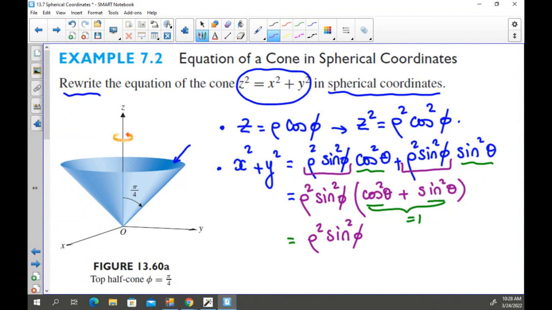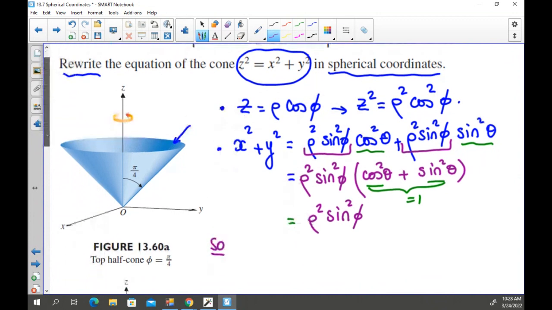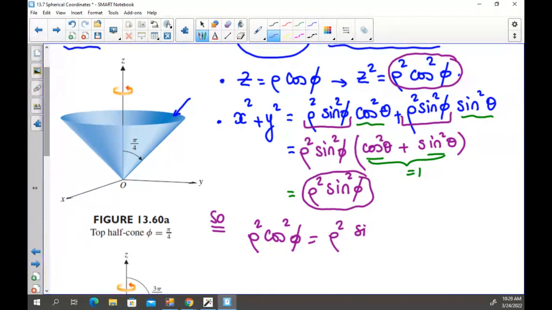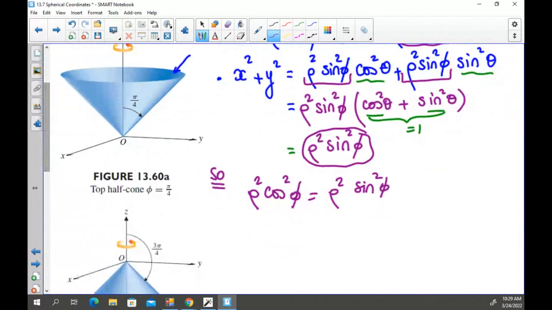Now, that means this is equal to this. So rho squared cosine squared phi is equal to rho squared sine squared phi. So that's basically what the equation is. And then we can simplify, and rho squared and rho squared will cancel. So you will get cosine squared phi equal to sine squared phi.